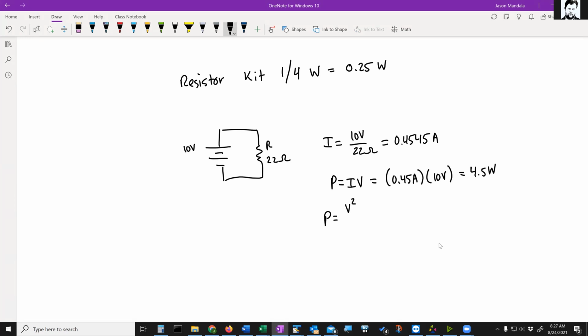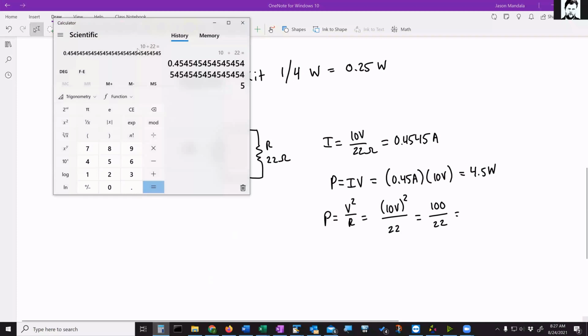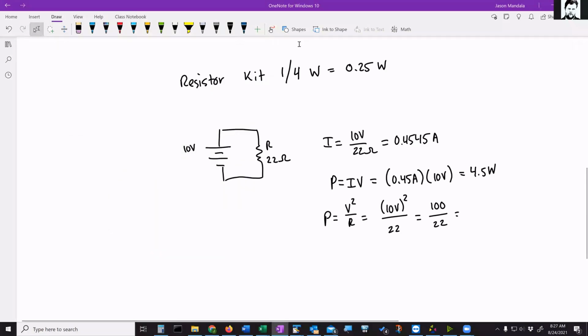So I could also use the V squared over R calculation here. If it's 10 volts squared divided by 22, that would be 100 over 22. So this is the same calculation I just did, right? Basically, the decimal point's been moved over. Yeah, 4.5 watts. So obviously this would be well above the maximum wattage of 0.25.